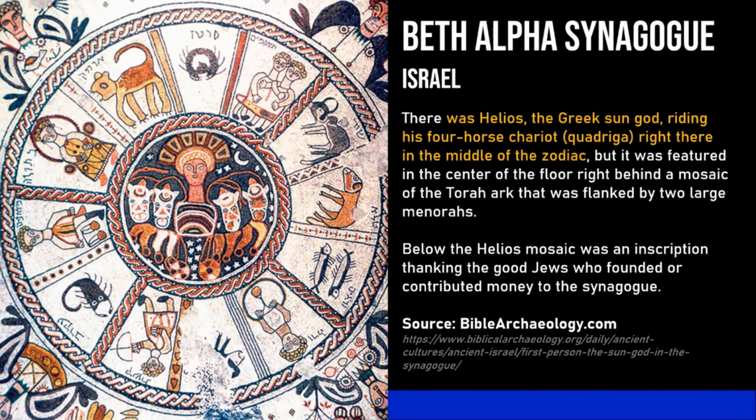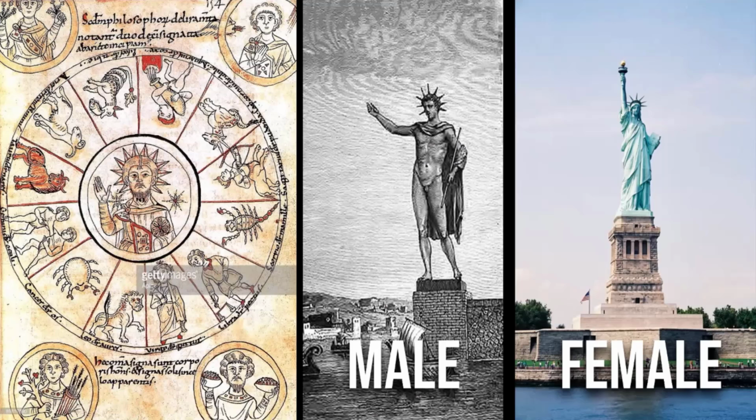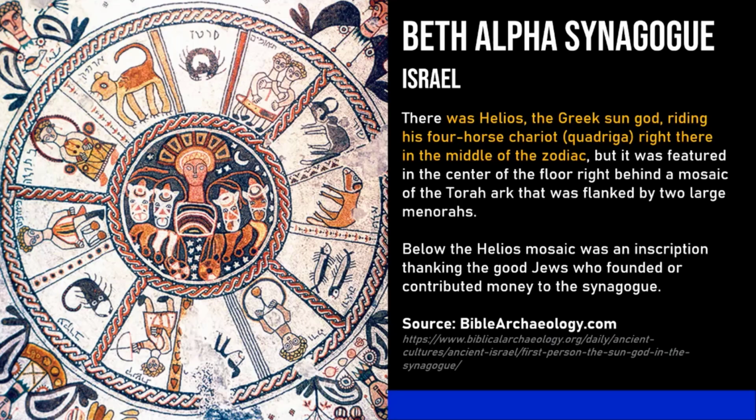Okay, so let's take a look at what's happening here. Over here, we know who this is. This is Helios, this is Apollo, this is Mithra, whatever name you want to give them. But this is that sun symbol that sits in the center of the zodiac. Well, we've got a problem. We've got the astrological wheel.